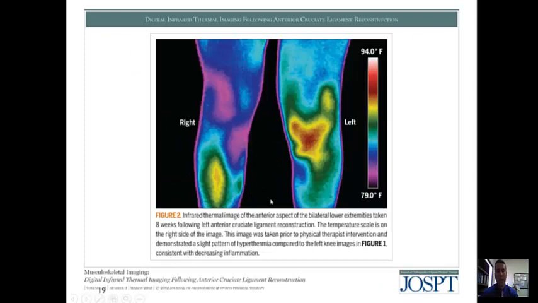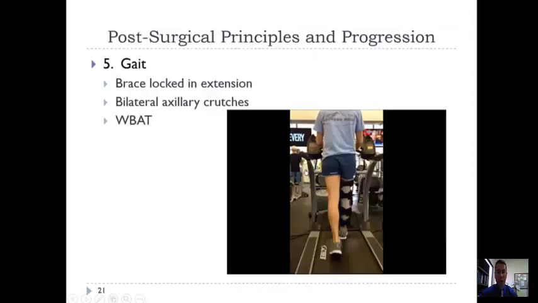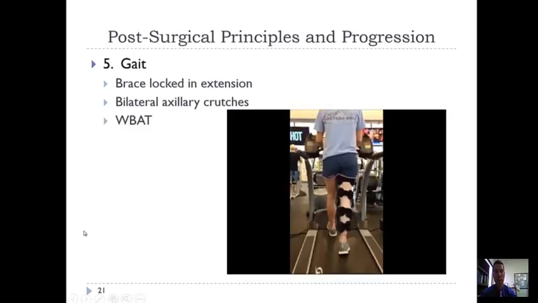You can see here the persistent inflammation even in the later stages. This is 8 weeks post-reconstruction. There's still significant inflammation here. And then even 9 months out. A lot of times with our rehab, we will flare them up a little bit, so it's so important to really encourage the patient to ice after rehab. Make sure you're using modalities post rehab sessions.